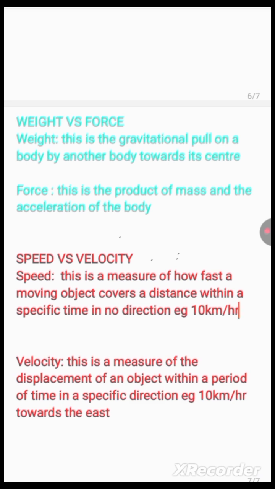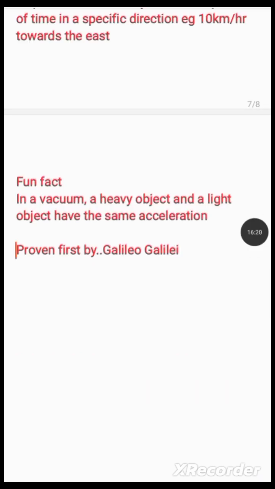Fun facts time. In a vacuum, a heavy object and a light object have the same acceleration. This means that if I were to throw a boulder weighing 2 tons or 2,000 kilograms from a height in a vacuum, and I were to throw a light feather, they would both reach the ground at exactly the same time. This was first proven by Galileo Galilei, mathematically and physically.